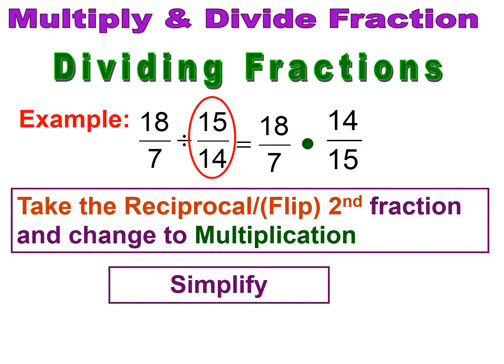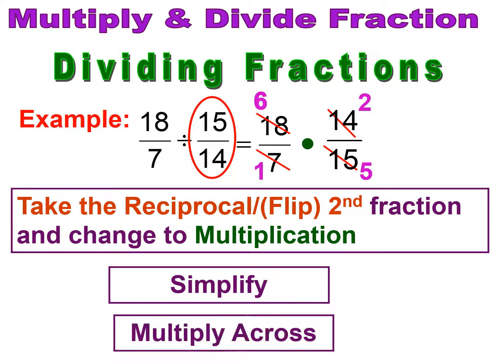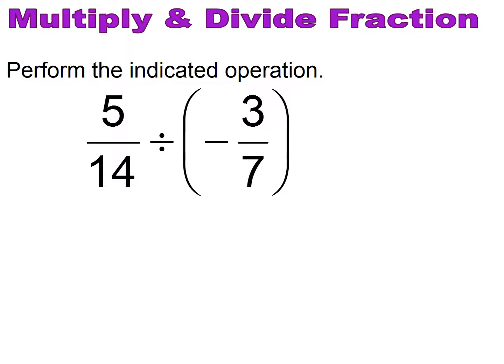You simplify first, and then you multiply across. So now when I simplify the 18 and the 15, I'm dividing 3 out of both of them because that's the common factor. So I'm left with 6 and a 5. And then 7 will go into 14 2 times, and 7 goes into 7 once. So now that it's simplified, I'll multiply across, top to top. 6 times 2 is 12, bottom to bottom, 1 times 5. Pause and try.